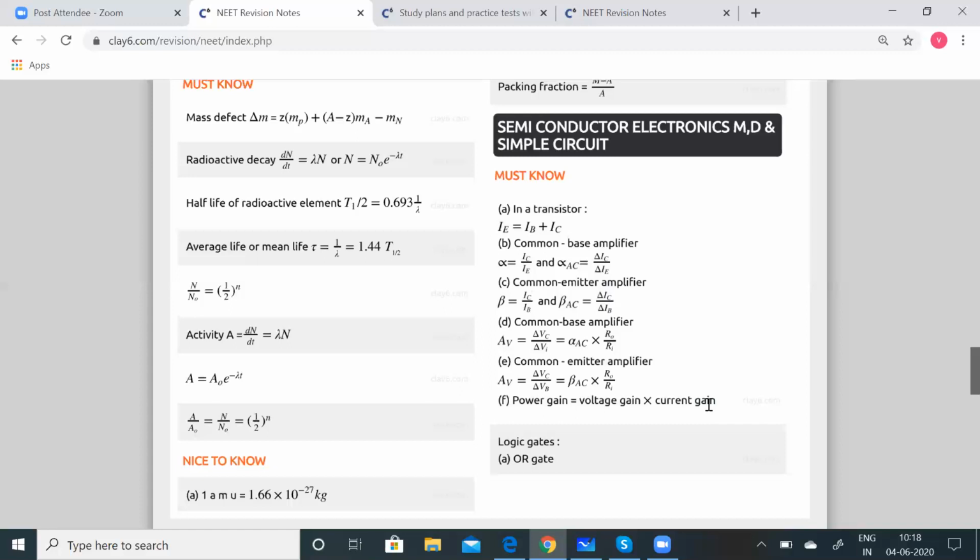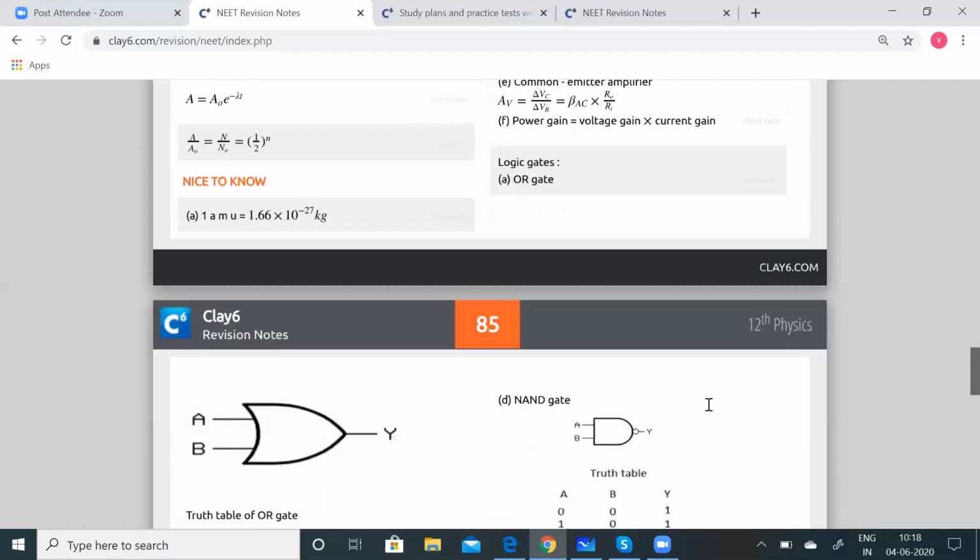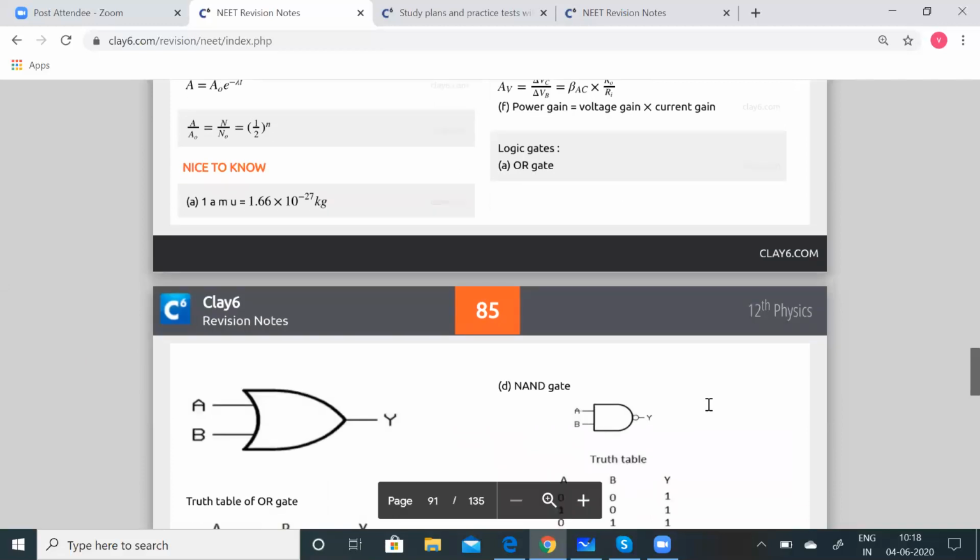Now let us come to the logic gates. Of course, those who have learned computers should be aware of this. What is a logic gate? A logic gate is a digital circuit that has one or more inputs, but only one output. It follows a logical relationship between the input and the output voltages.